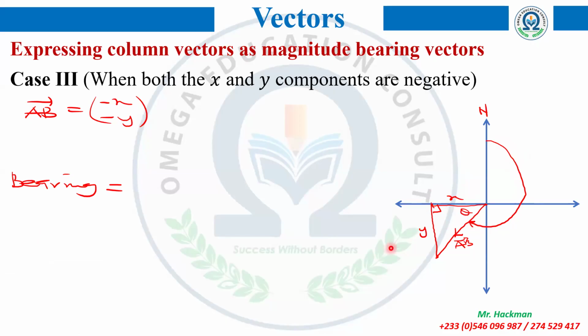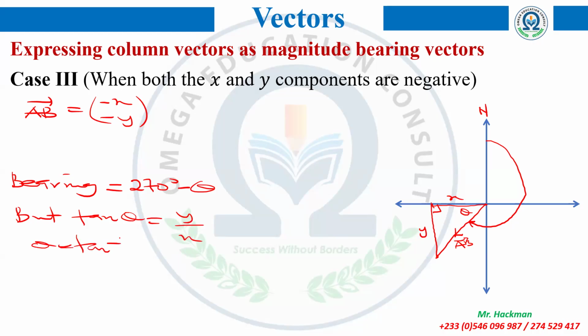So I can comfortably write that my bearing will be equal to 270 degrees minus theta. And tan theta will be equal to what? y over x. So in the same way, your theta will be equal to tan inverse of y over x. Is my point well made? So use your calculator to find theta, then subtract it from 270, and that will give you your bearing. How far? Okay, very good.